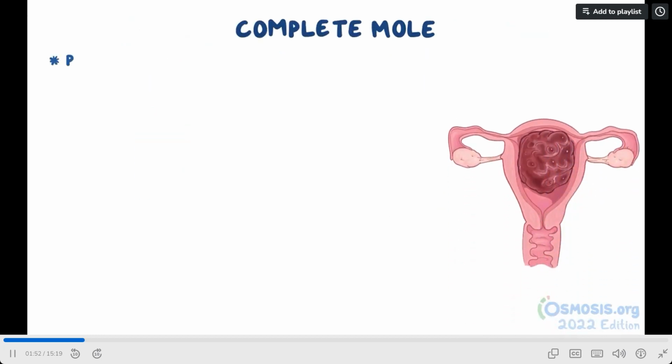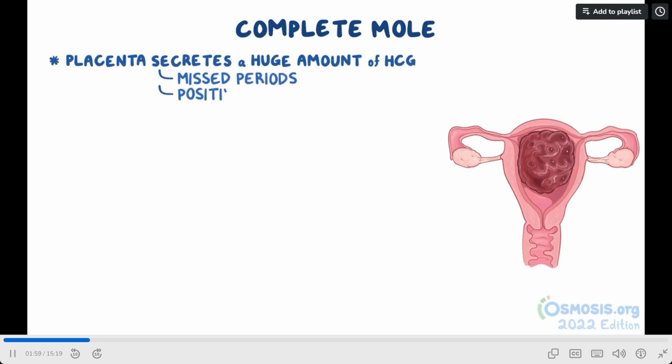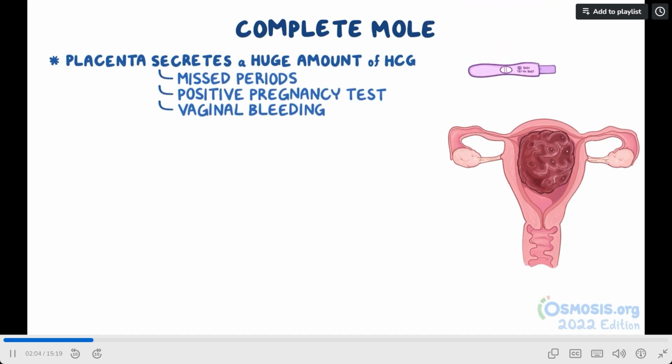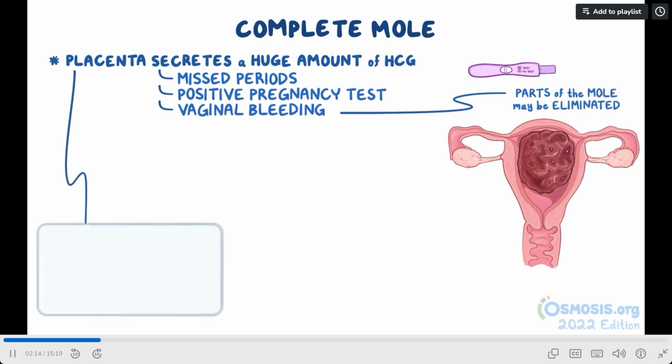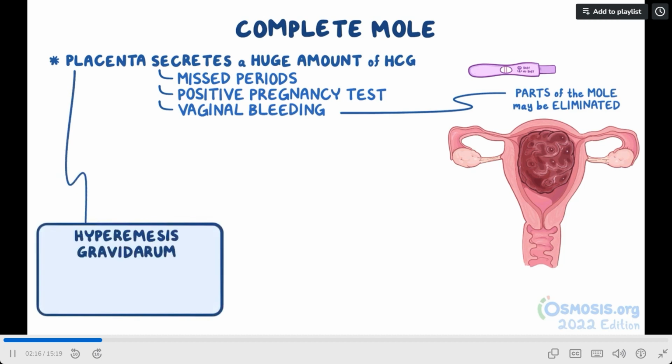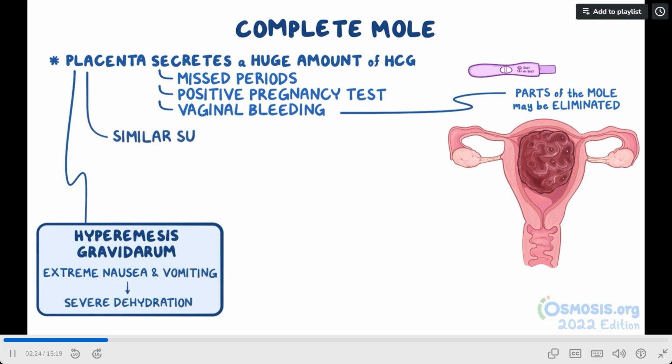With a complete mole, the placenta secretes a huge amount of HCG, so affected females present with signs of pregnancy, like missed periods and a positive urine pregnancy test. Vaginal bleeding is another sign, which may range from light spotting to heavy bleeding, and parts of the mole may even be eliminated, and they look like grapes or cherry-like clusters. Additionally, this huge amount of HCG leads to hyperemesis gravidarum, which is extreme nausea and vomiting and can lead to severe dehydration. Interestingly, HCG has a subunit that's similar to TSH, FSH, and LH.